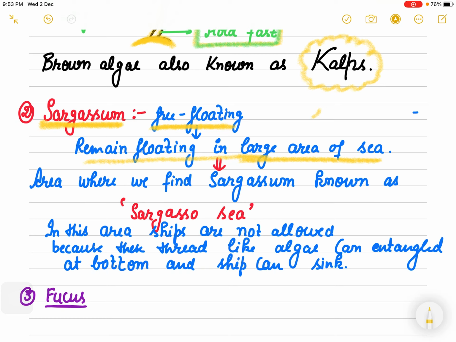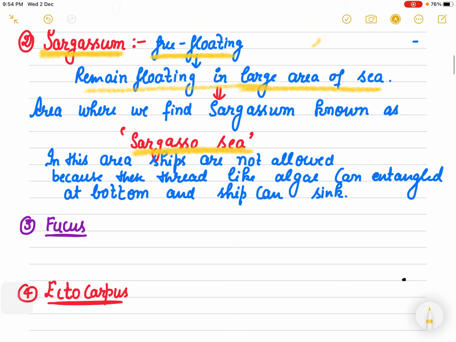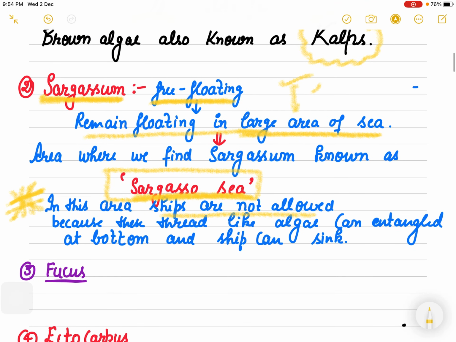The area which is covered by Sargassum is known as the Sargasso Sea. So basically it is usually found in the sea, and the area where you find this brown algae is known as the Sargasso Sea. And one very important thing: wherever this Sargassum is present, ships are not allowed, because it is free floating and has thread-like structures.